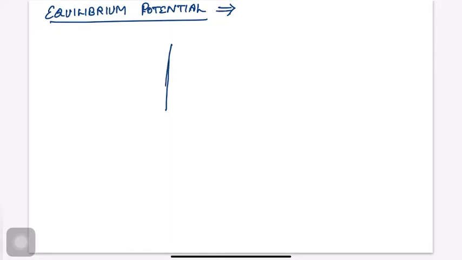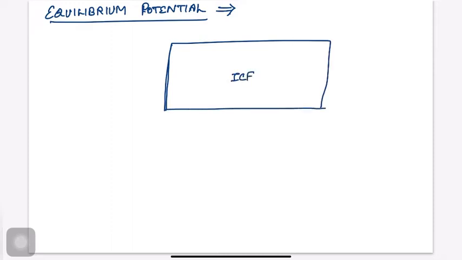So what is happening here? First, let us take an example. This is the cell, this is intracellular fluid and this is extracellular fluid. Initially there will be negativity inside and positivity outside. When the resting membrane potential reaches the threshold potential, there will be opening of sodium channels, which causes sodium influx.